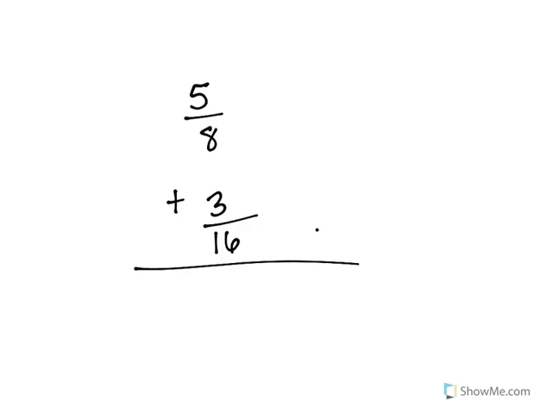So, the denominators are different. Very good. What can 8 and 16 both go into? 16. Very good. So make your denominator 16 for both.